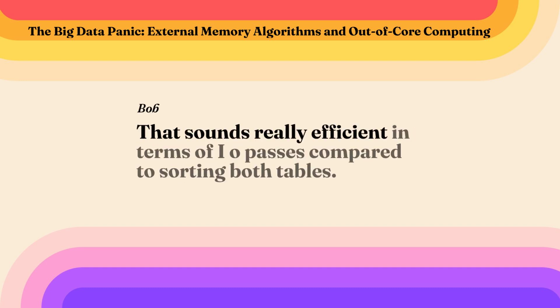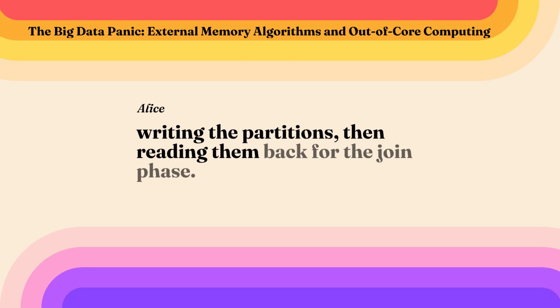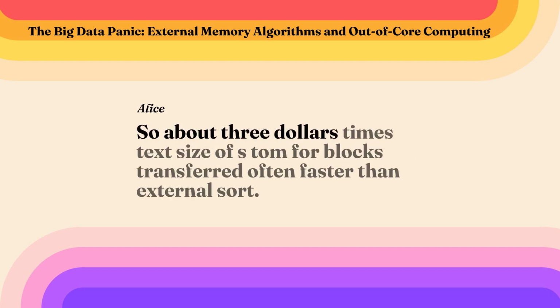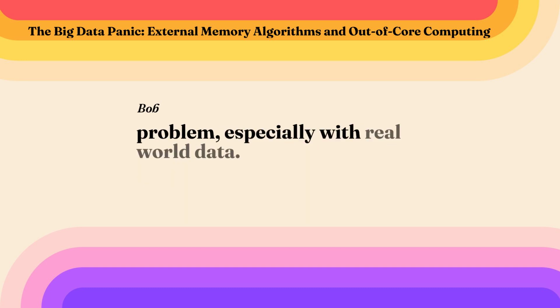That sounds really efficient in terms of I/O passes, compared to sorting both tables first, say. It typically is. The ideal I/O cost is roughly reading R and S once to partition, then writing the partitions, then reading them back for the join phase. So about 3 times the size of R plus S in blocks transferred, often faster than external sort. But, as you said, if the data behaves nicely, hashing always has that one big potential problem, especially with real-world data.